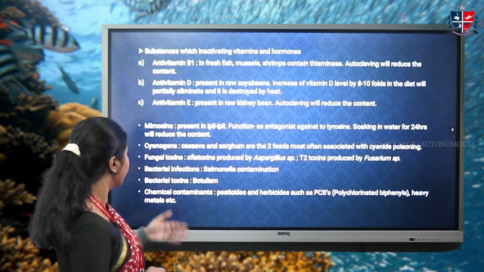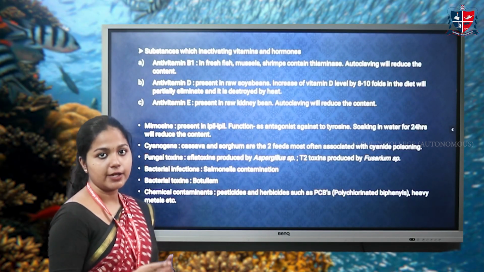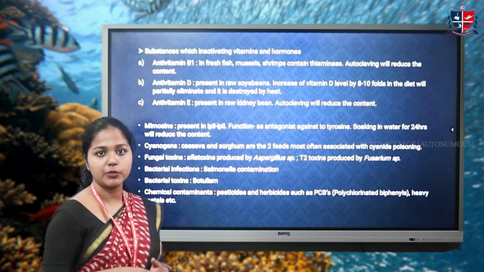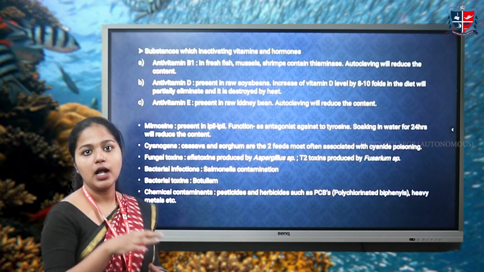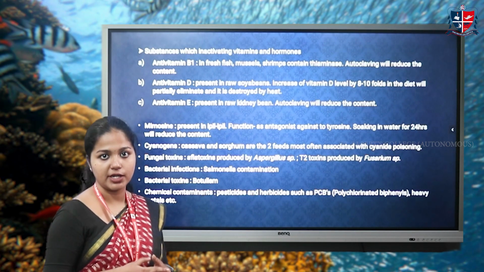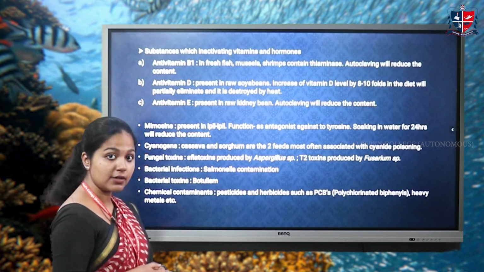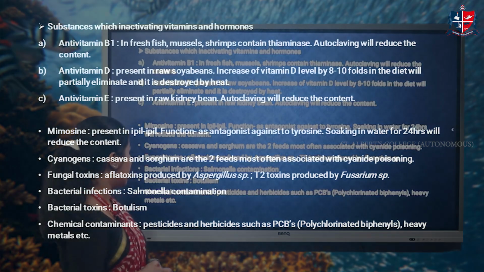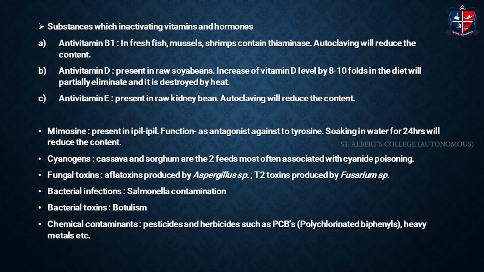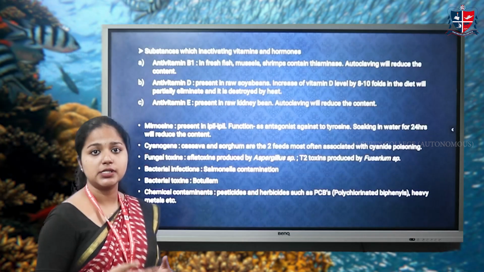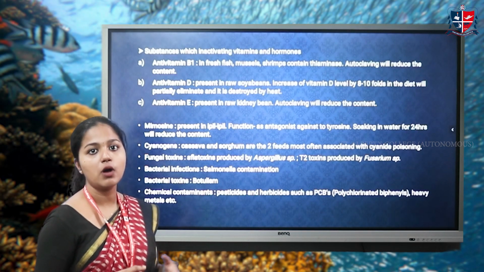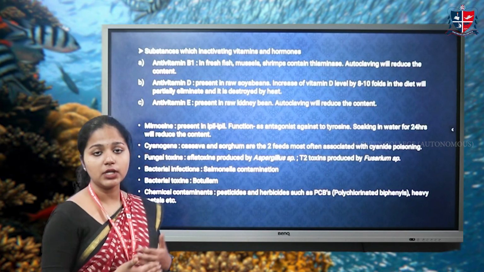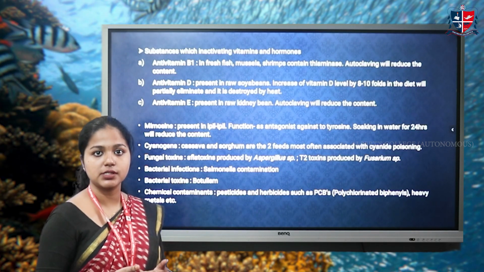The next one is bacterial infestation, and mainly Salmonella contamination dominates among the bacterial contamination in feed. Then bacterial toxins include botulism, which is caused by the bacterium Clostridium botulinum. Chemical contaminants can also occur in the feed, like PCBs, that is polychlorinated biphenyls, and heavy metals, and the use of pesticides and herbicides can also create toxins in the feed.